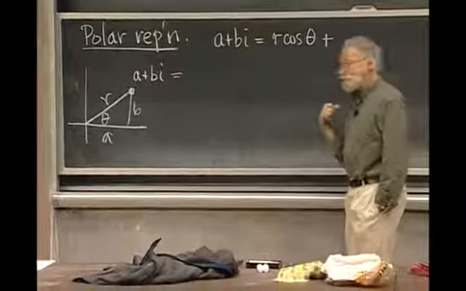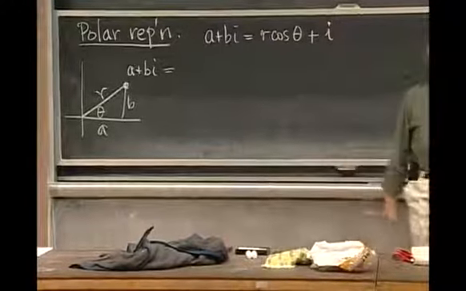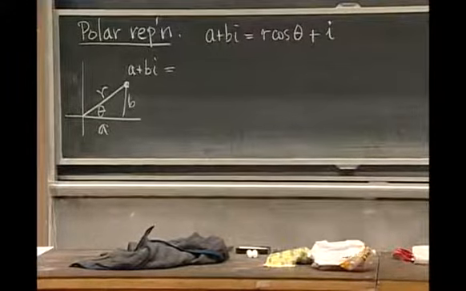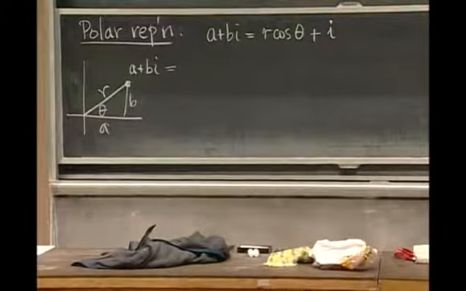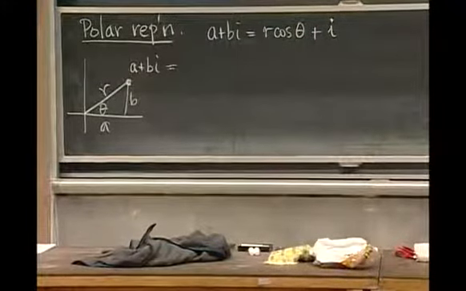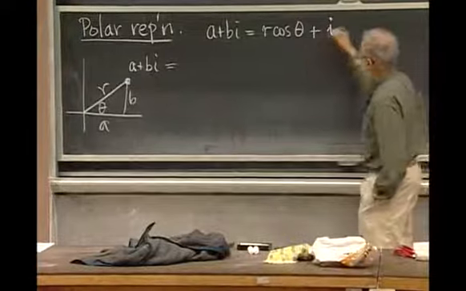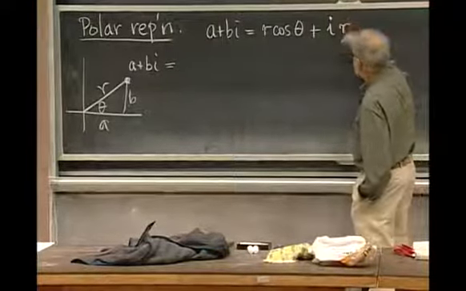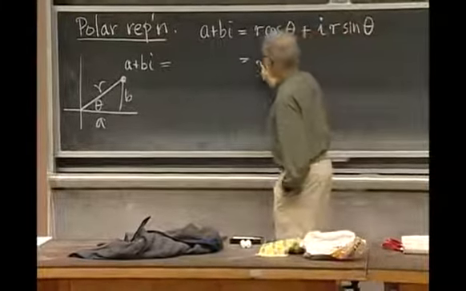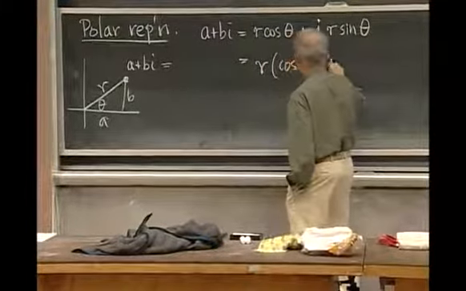Now, it would be customary at this point to put the I in front, just because it looks better. The complex numbers satisfy the commutative law of multiplication, which means it doesn't matter in multiplication whether you put I in front or behind. It's still the same answer. So this would be r cosine theta plus I times r sine theta, which of course will factor out and make it cosine theta plus I sine theta.